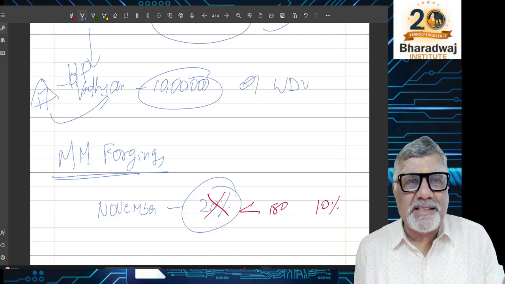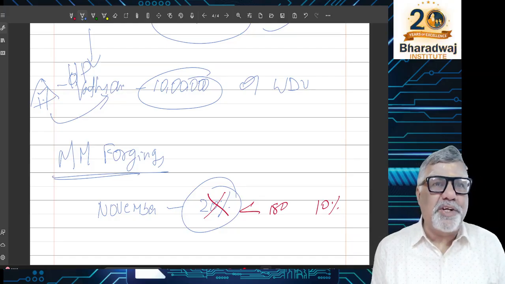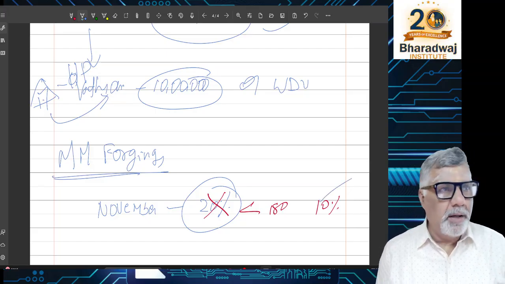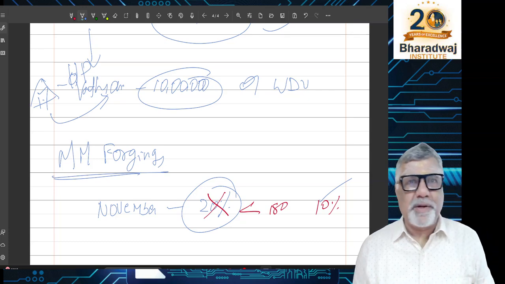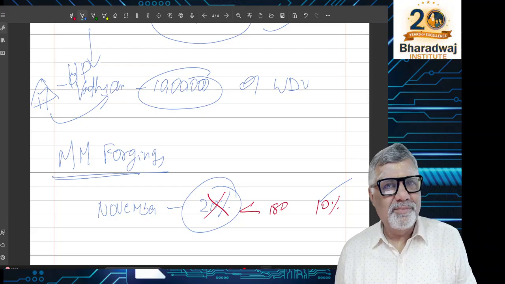What the finance minister said is the rate. And the law says, if you put an asset to use for less than 180 days, you can only claim half of the eligible depreciation. So you can claim 10% only. Do you understand?